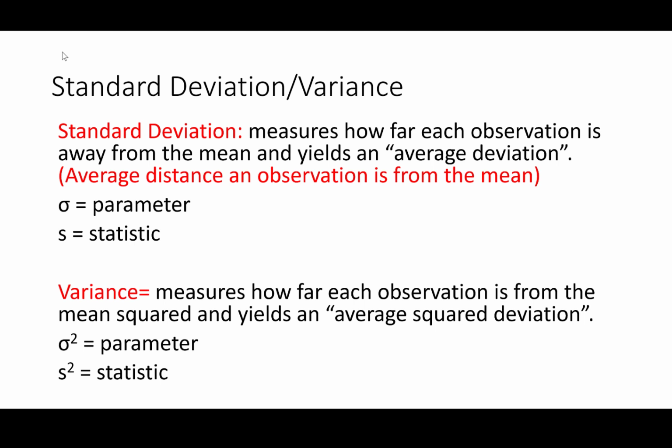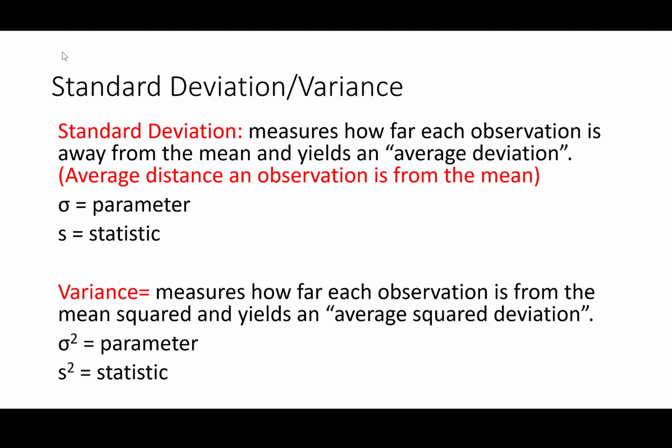The standard deviation measures, on average, how far an observation is from the mean. So you'll find the mean of a set of data, see how far each observation is from the mean, and then take the average distance. Now, there's two different notational pieces for the standard deviation. Sigma denotes the standard deviation, or the average distance an observation is from the mean, for an entire population. S represents the standard deviation of a sample, which denotes the average distance an observation is from the mean for a sample of data.